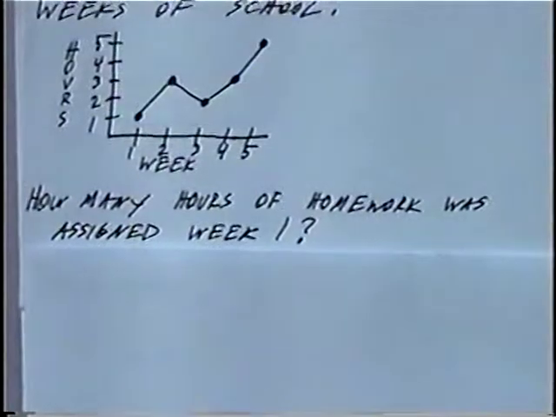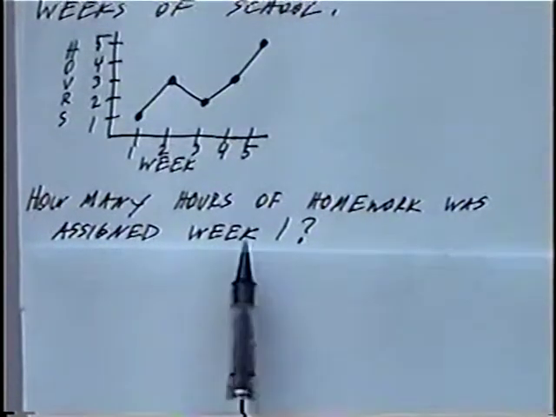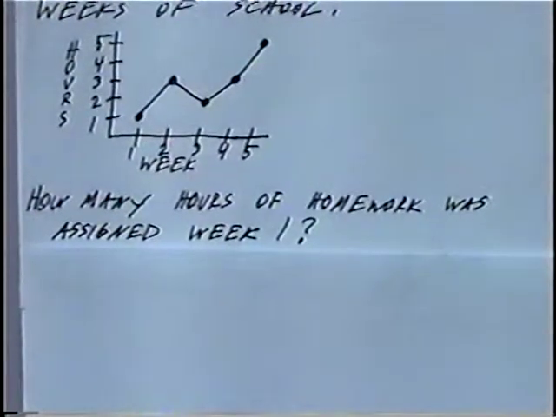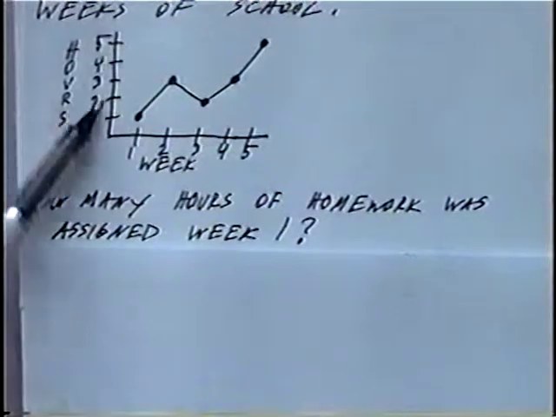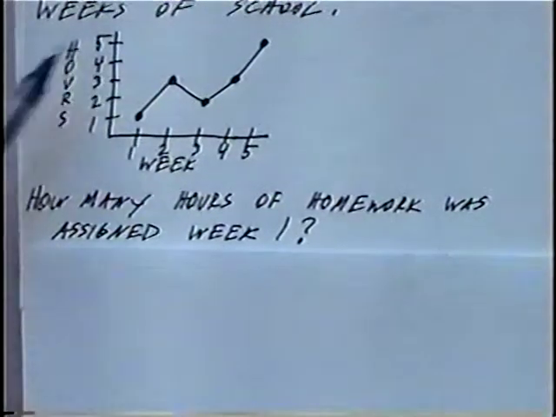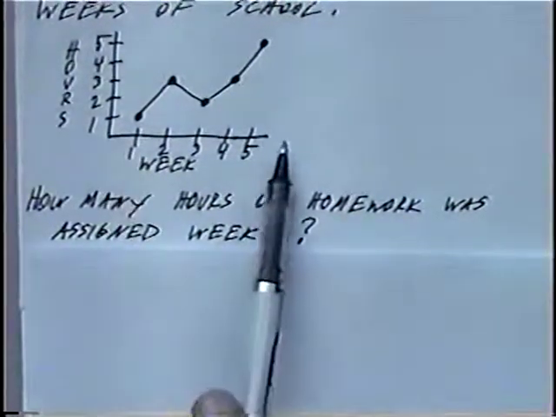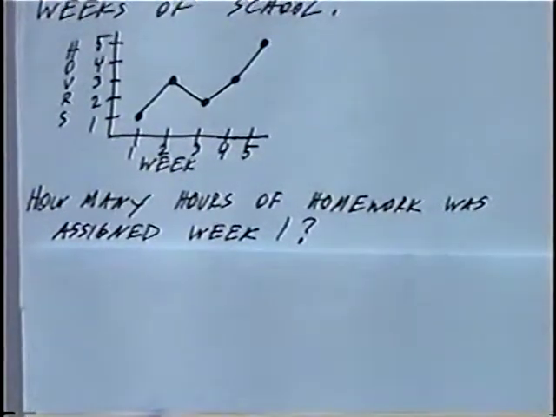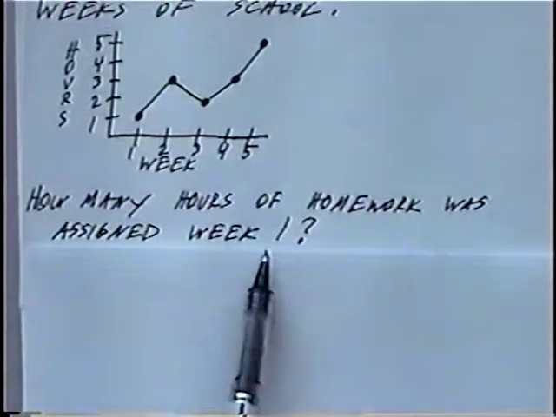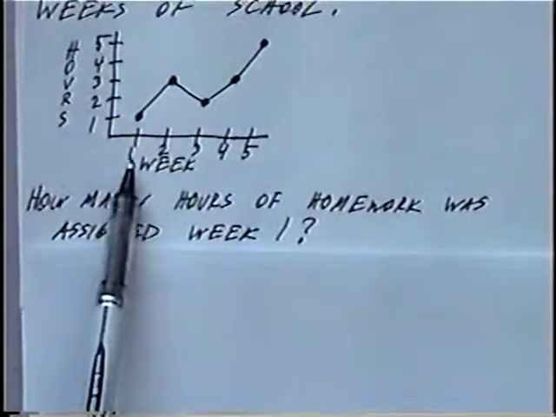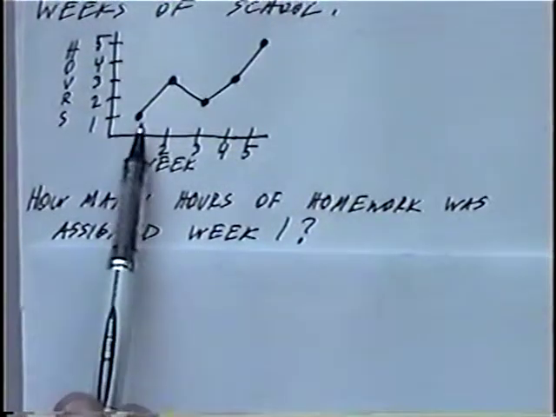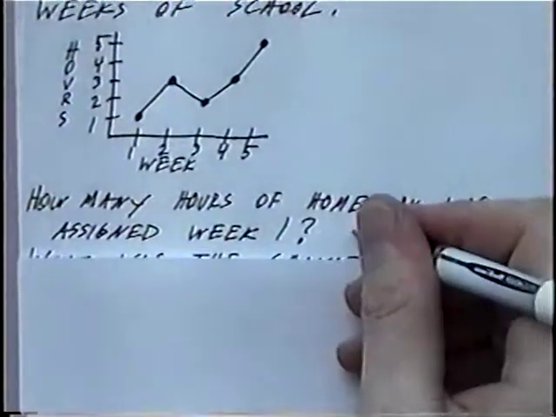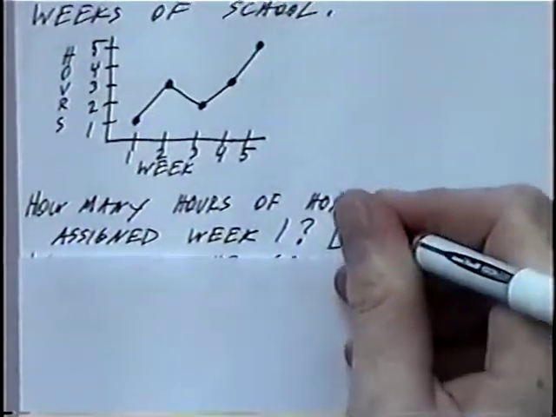Looking at the graph, we'll answer the following question. How many hours of homework was assigned week 1? Looking at the graph on the vertical axis, also known as the y-axis, we have the hours 1, 2, 3, 4, and 5. And along the horizontal axis, which we call the x-axis, we have the weeks 1, 2, 3, 4, and 5. If we want to look for the hours on week 1, we'll go to week 1 on the x-axis. We'll go up to the point for week 1 and see how many hours it's associated with, which would be 1 hour.